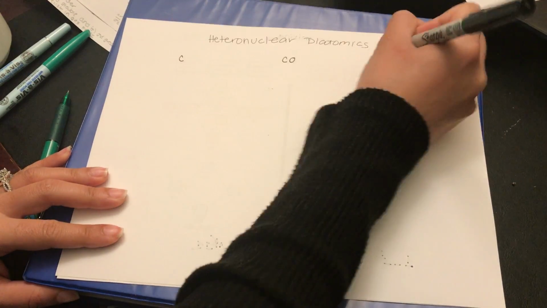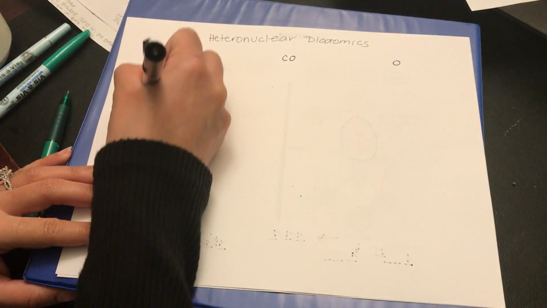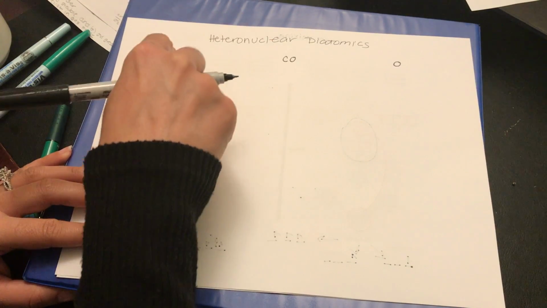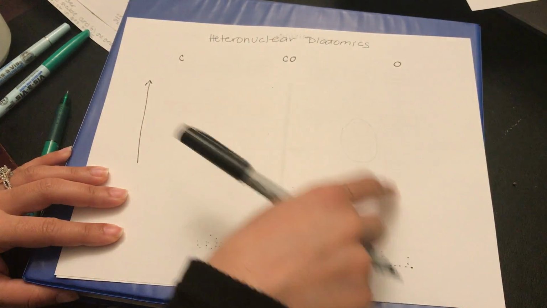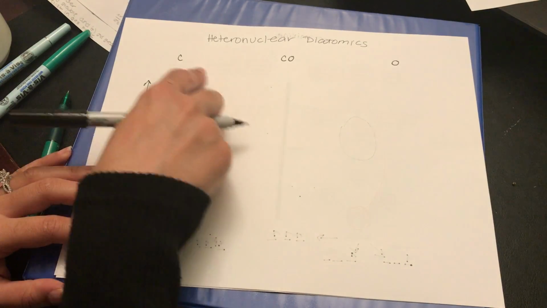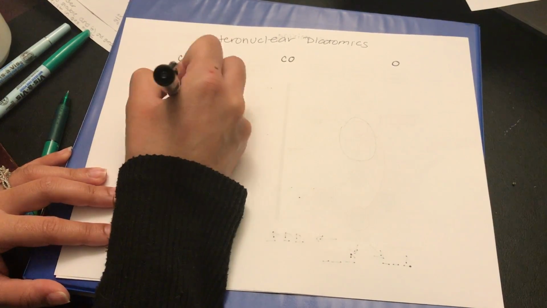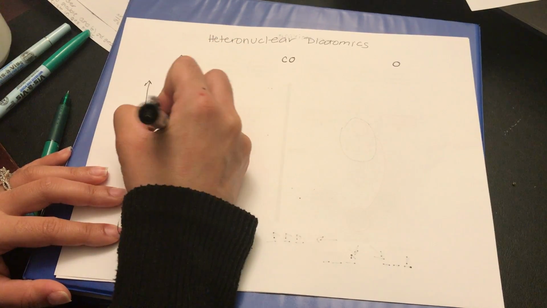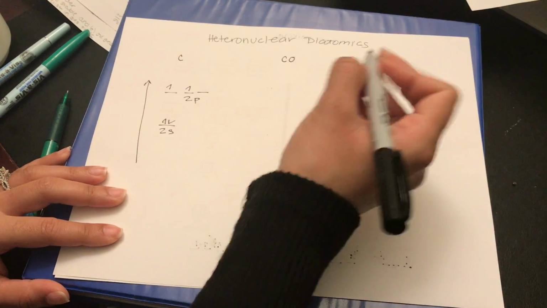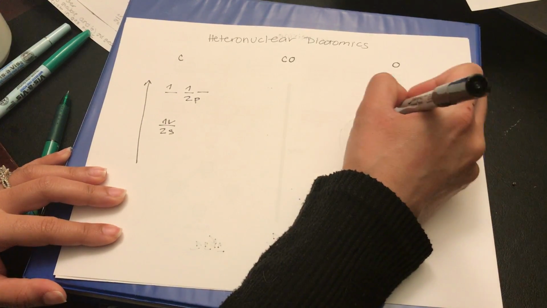So you have the carbon and the oxygen. Now, in the energy diagram, I would write my atomic orbitals for my carbon and my oxygen. Since my carbon is less electronegative, my atomic orbitals for carbon will be higher in energy. And my oxygen will be a little bit lower in energy.